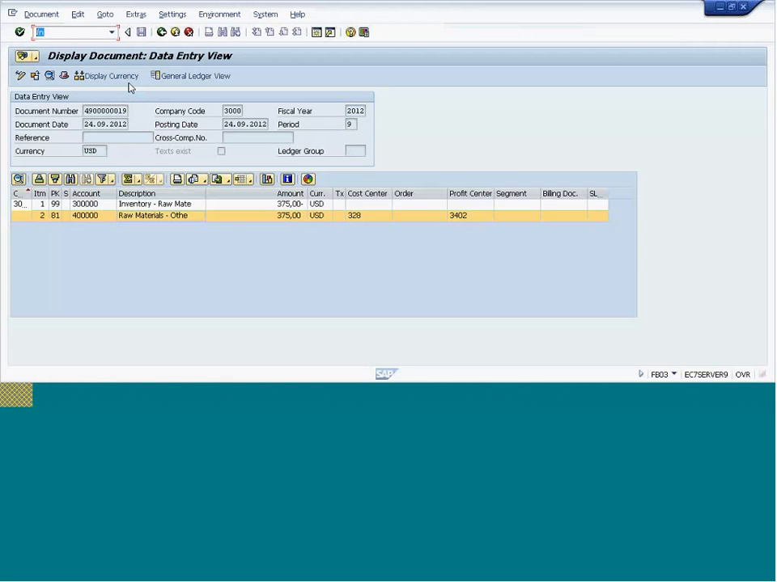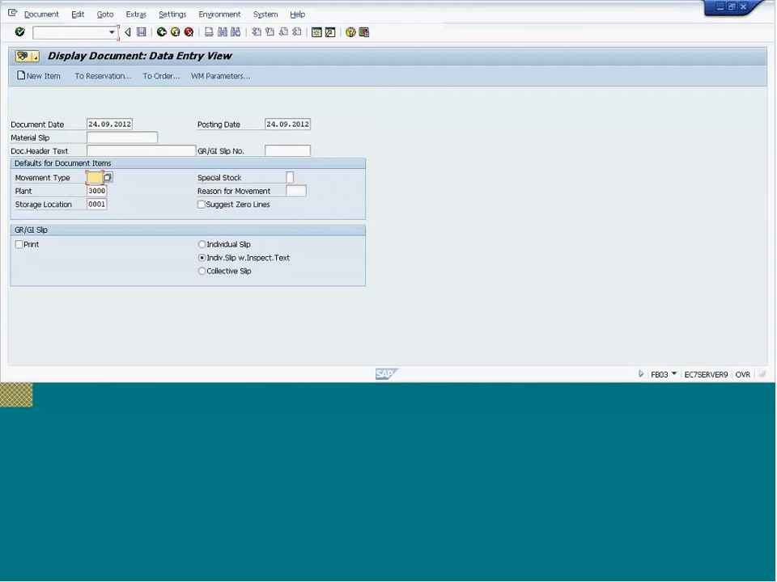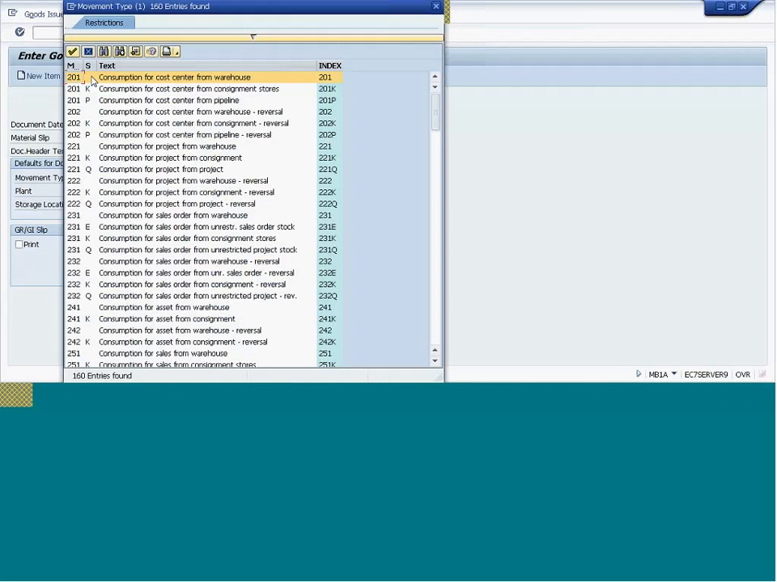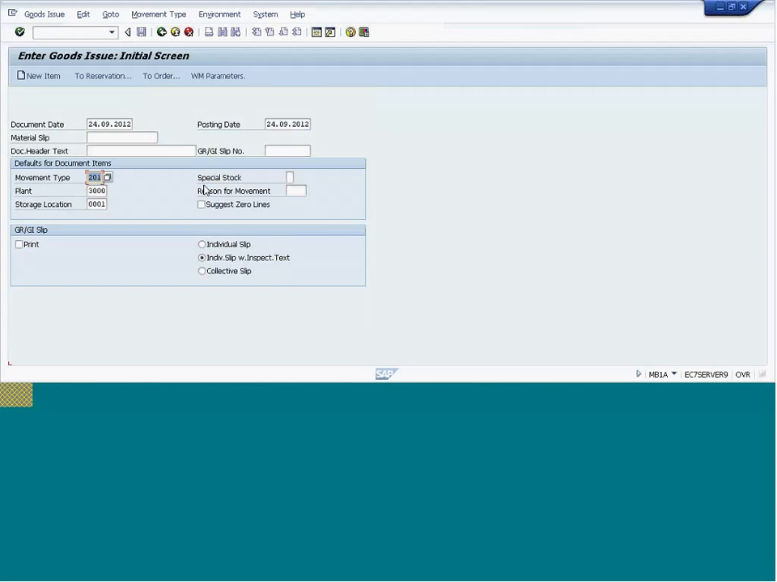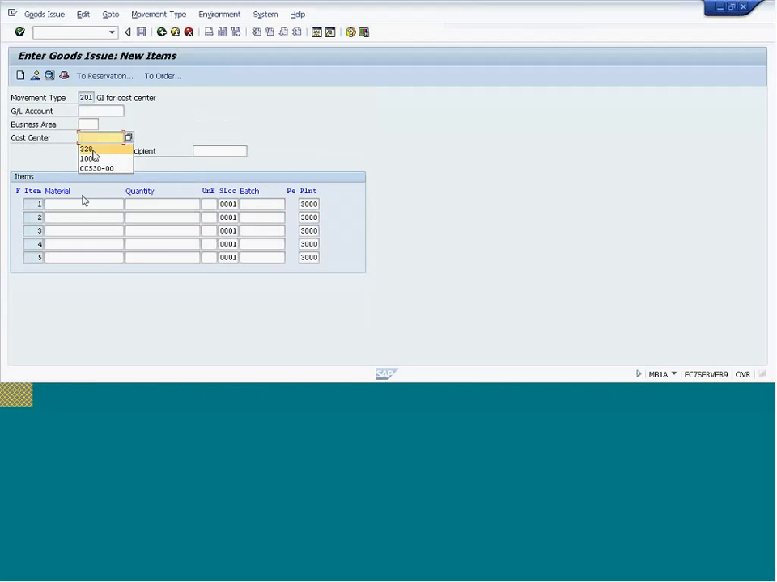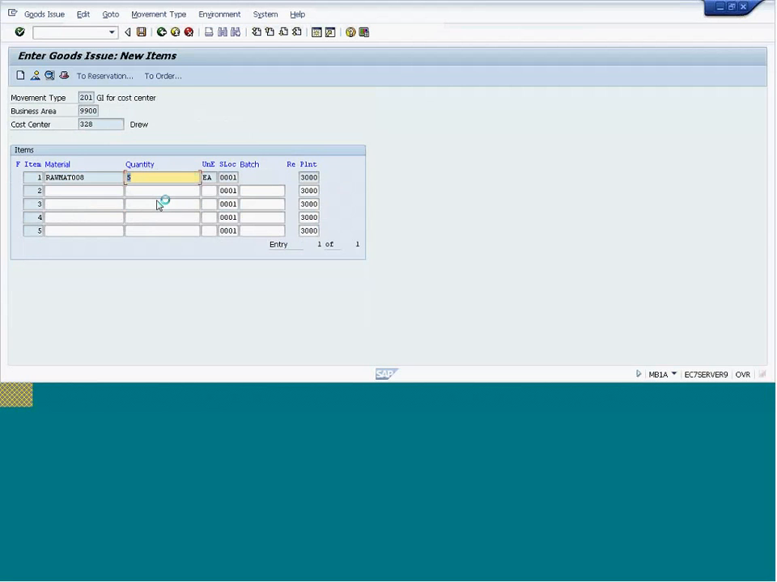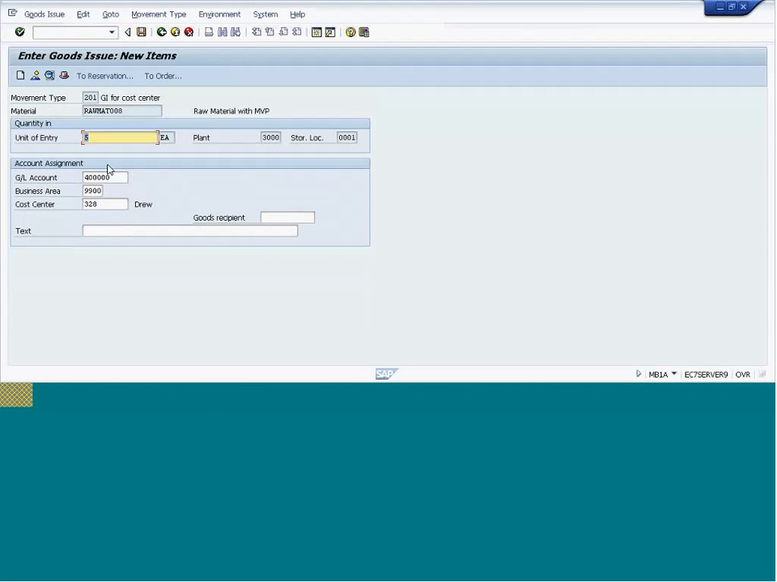Yeah. I will show you that today. Okay. So just hold on that. Since you raised that question, MB1A, for example, again here 201, and then cost center. I'm just giving cost center here. Same material, quantity, let's say now 5 materials. I can go here. Say 5 materials issue at $5. I mean here there is nothing.